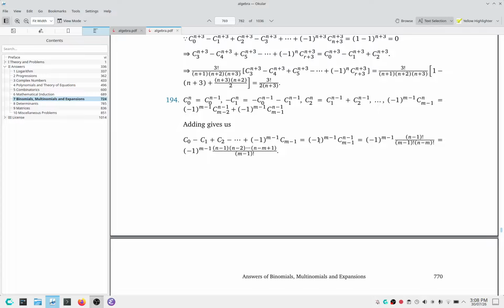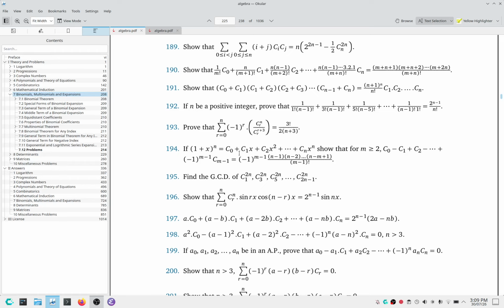becomes (-1)^(m-1) (n-1)C(m-1), which is essentially (n-1)! upon (m-1)! times (n-m)!, which is equal to (n-1)(n-2) up to (n-m+1) upon (m-1)!.